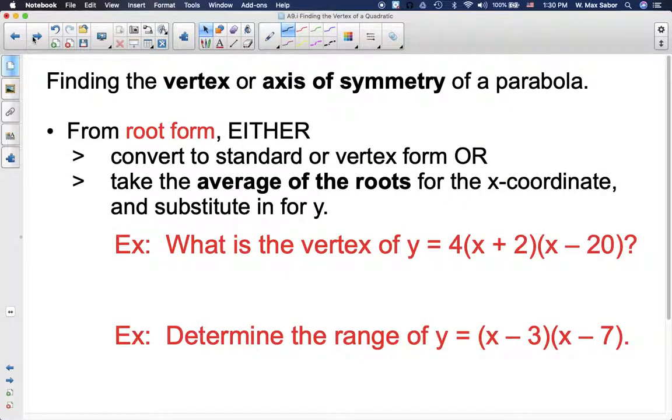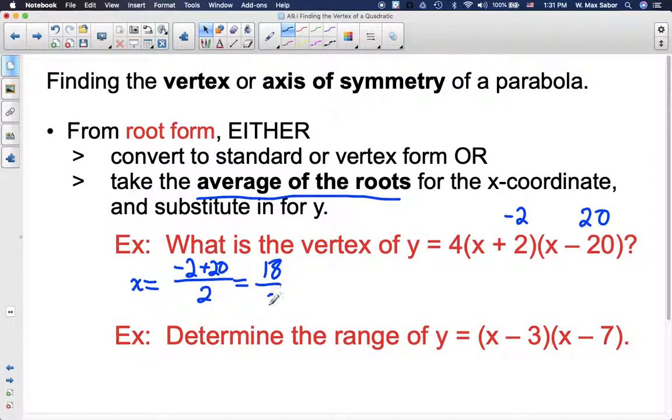For the vertex or the axis of symmetry, from root form, the fast way is to take the average of the roots. So here our roots are negative 2 and 20. Please don't say negative 2 comma 20 is the vertex. What we're going to do is we're going to average those. So negative 2 plus 20 over 2 is going to be our axis of symmetry, the x-coordinate of the vertex. 18 over 2 is 9.